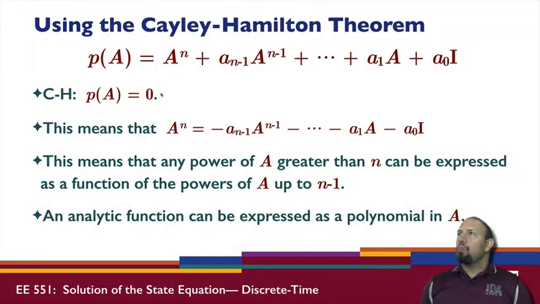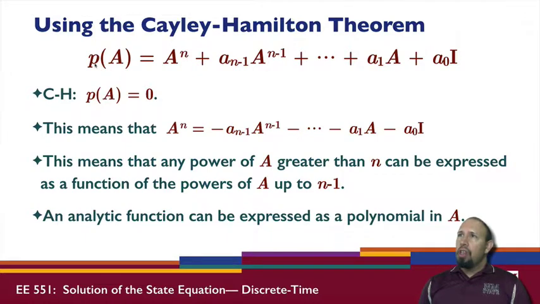All right, using the Cayley-Hamilton theorem. The Cayley-Hamilton theorem is a special theorem that works with square matrices. For square matrices, we have a characteristic polynomial. The determinant of sI minus A is the characteristic polynomial, or zI minus A if it's discrete time, if you want to use the Z domain. So the determinant of that gives you a polynomial.